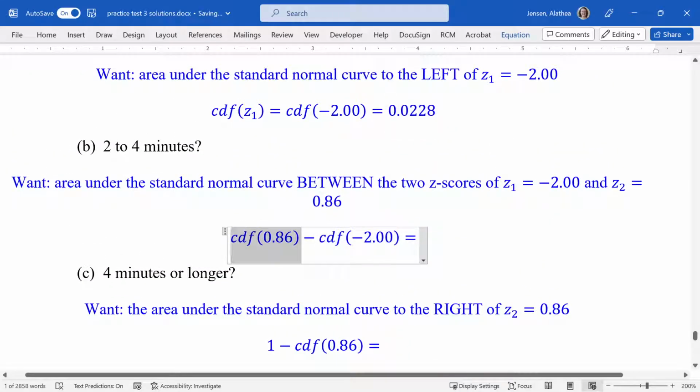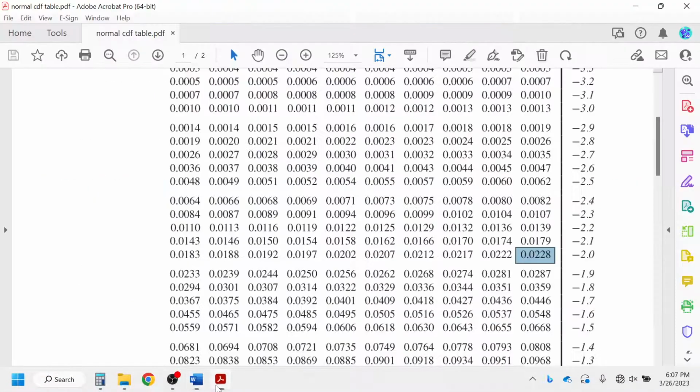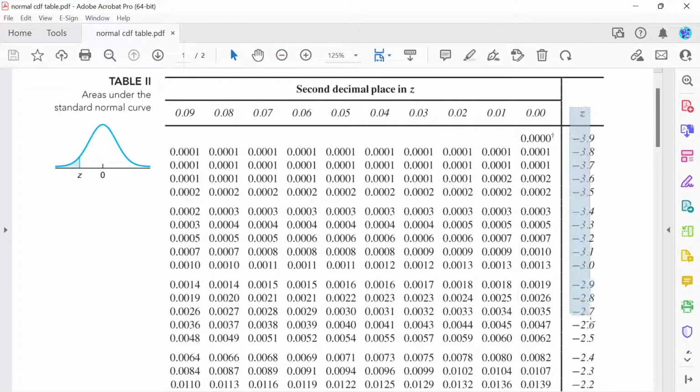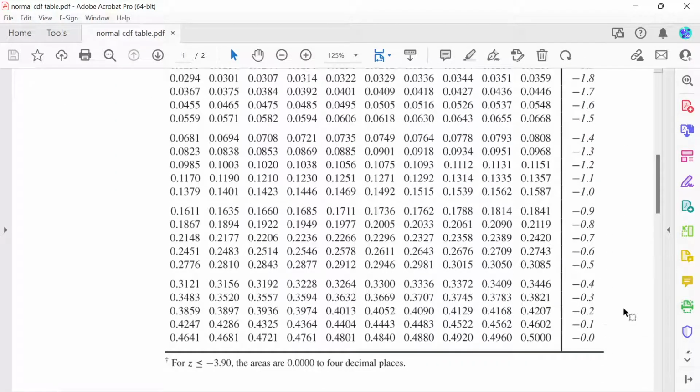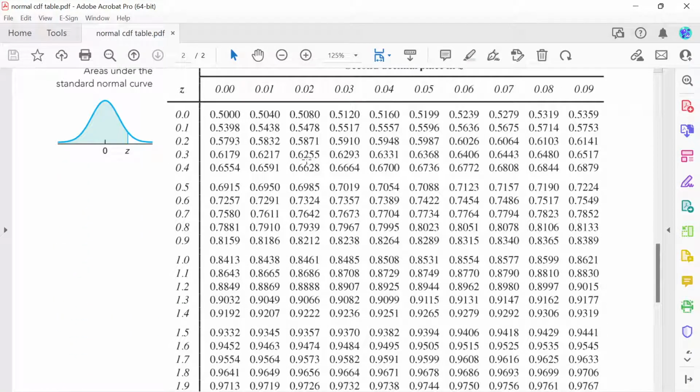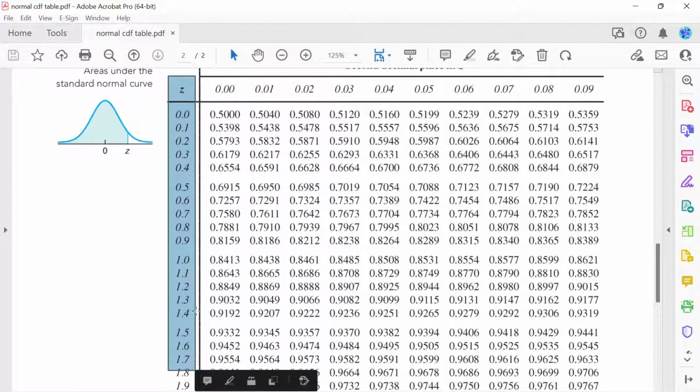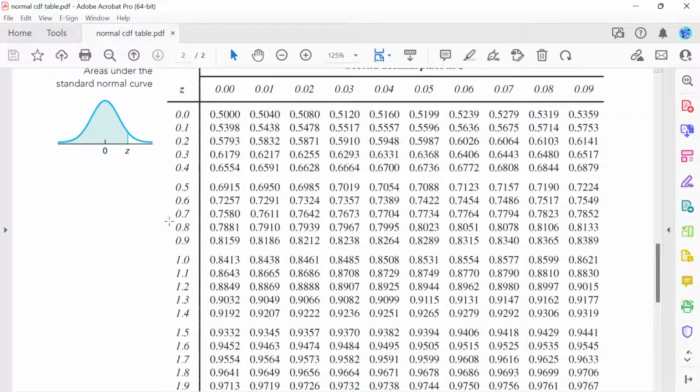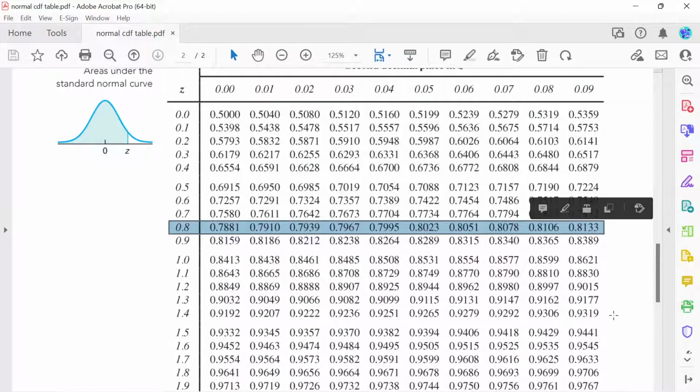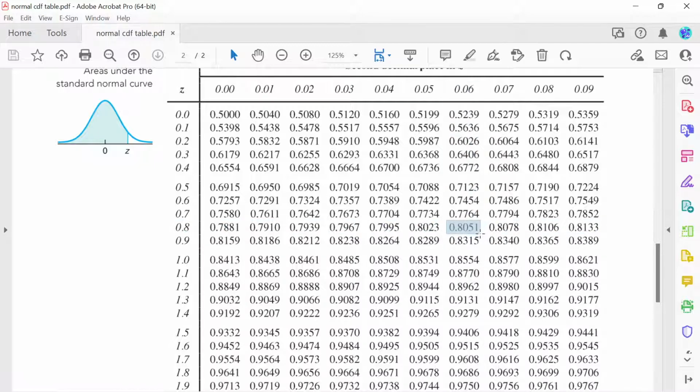But we need to look up this part. So CDF of 0.86. I'm going to look for the z-score here on the right, 0.86. These are the negative ones, so I'm going to go to the other side. Over here my z-scores are on the left, and I'm looking for 0.8. So here's 0.8, so I'm looking in this row. And then I want the second decimal place for 6, so I'm looking in this column right here. Where they overlap is this number right here. So if you want z equals 0.86, go to the 0.8 row and the 0.06 column.